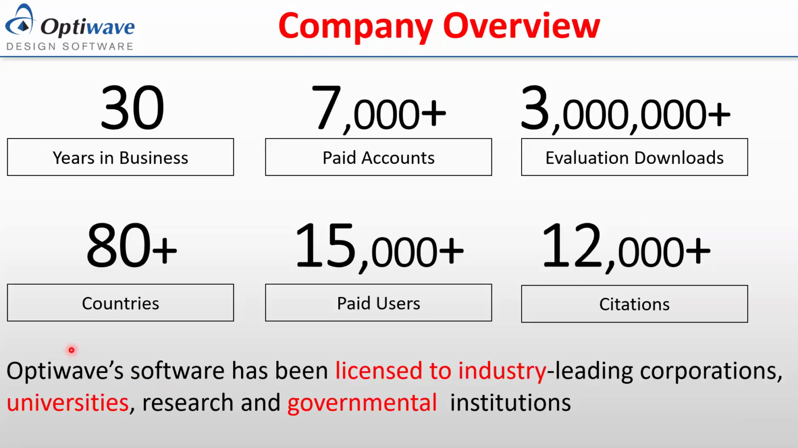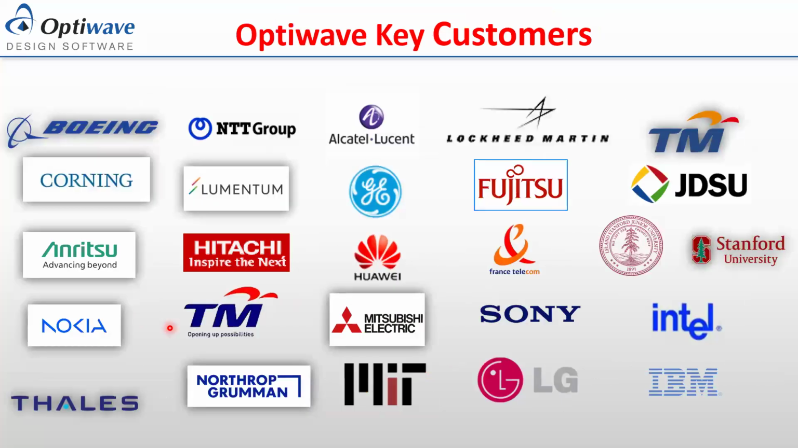Optiwave, as I mentioned, has been in business for over 30 years. We have over 3 million downloads of the software. Our customers are in over 80 countries worldwide. We license the software to universities, research and governmental institutions, and academia. This is a snapshot of some of our customers in industry as well as in university and academia.